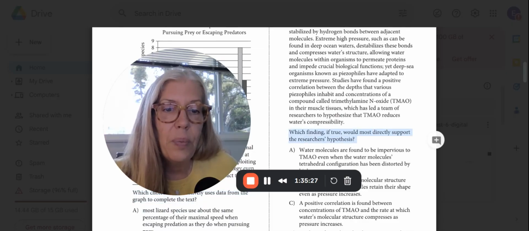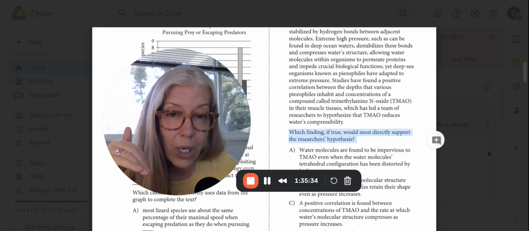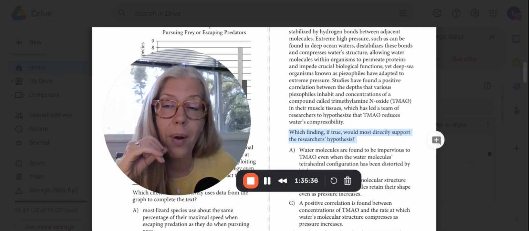Which finding, if true, would most directly support the researcher's hypothesis? So the answer on here is so strict to the hypothesis. We're very strict to the hypothesis.